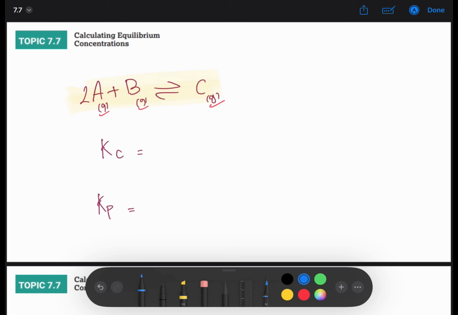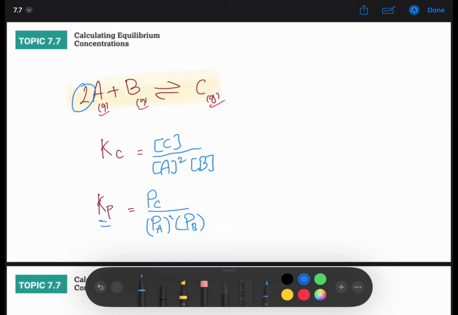As we learned, the Kc represents the concentration of the products over the concentration of reactants, and keep in mind A has a coefficient of 2, so it's raised to the power 2 and it's multiplied by reactant B. The same thing is repeated with Kp, but I have to use partial pressures for all of these species. So we say the pressure of species C over the pressure of species A to the power 2, multiplied by the partial pressure of B.